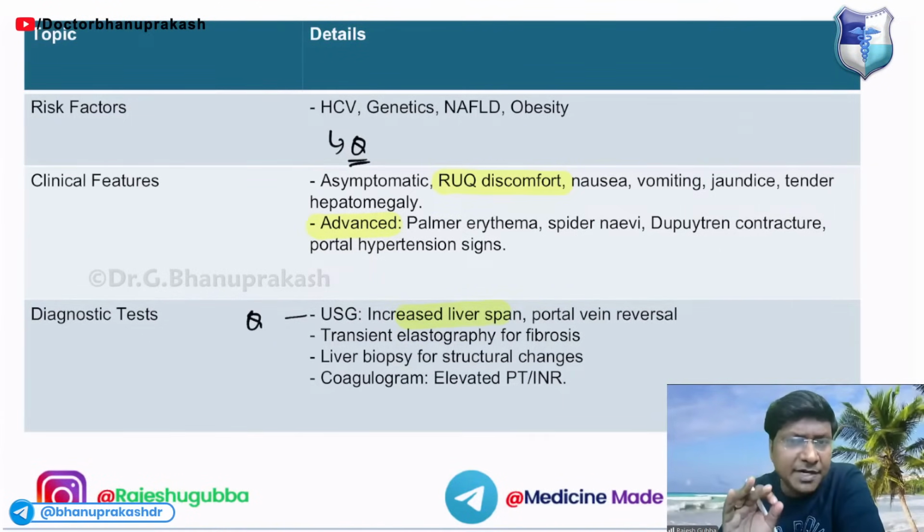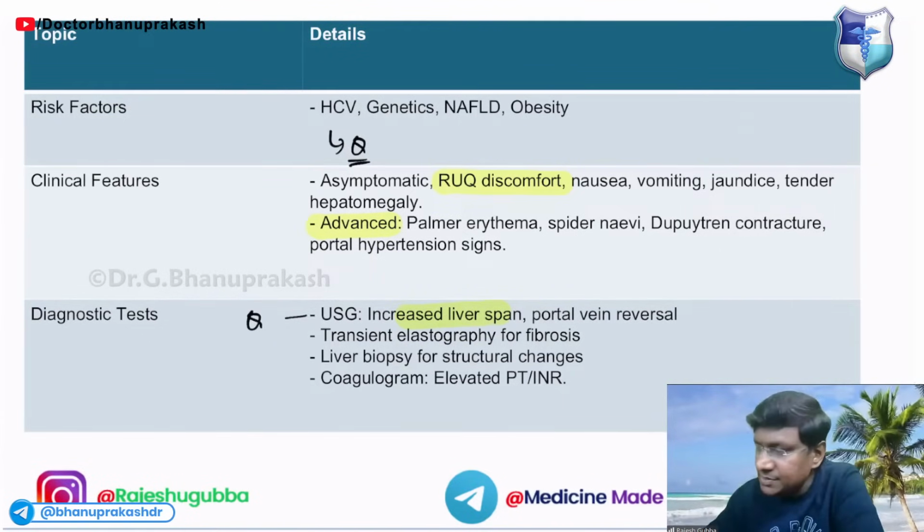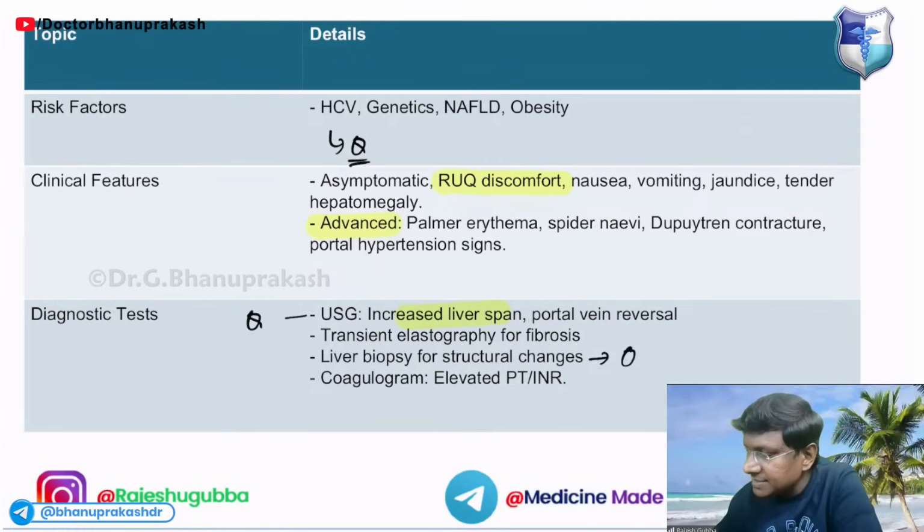Then, what is a confirmatory test for your alcoholic hepatitis? That is another question. And that can be the liver biopsy. What will be there in the liver biopsy? That is your Mallory-Denk bodies.